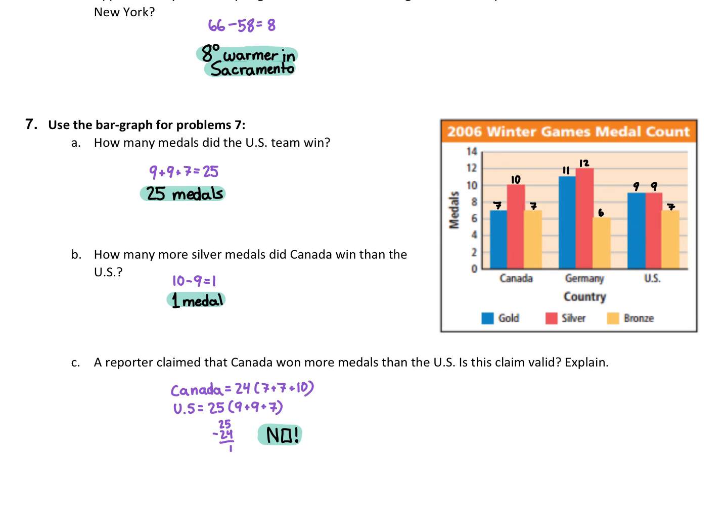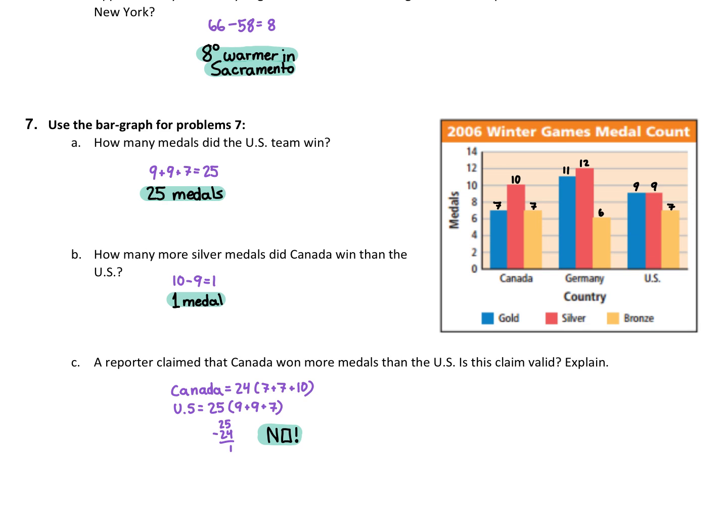So how many medals did the U.S. team win? So I have to look at the 3 bars, the blue, the red, and the yellow for the U.S., and those to me look like they're about 9, 9, and 7, so a total of 25 medals for the U.S. Letter B, how many more silver medals did Canada win than the U.S.? So silver is the red. So I see Canada's silver is 10, the U.S.'s silver is 9, so 1 more silver medal than the U.S.